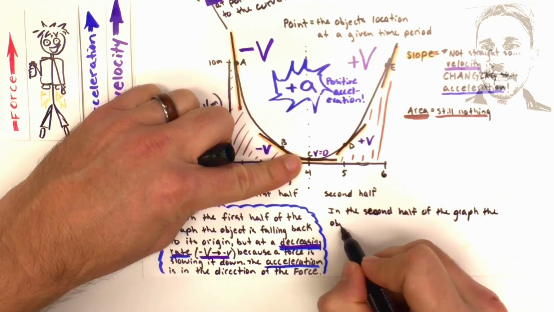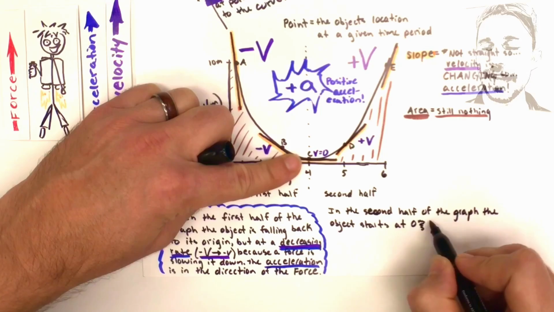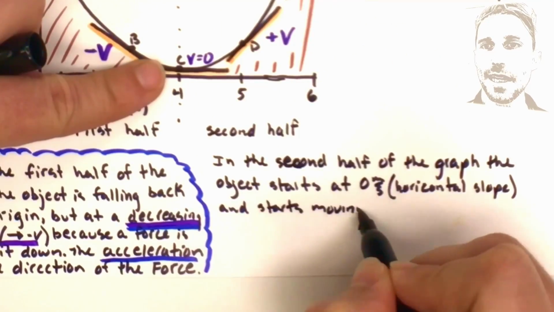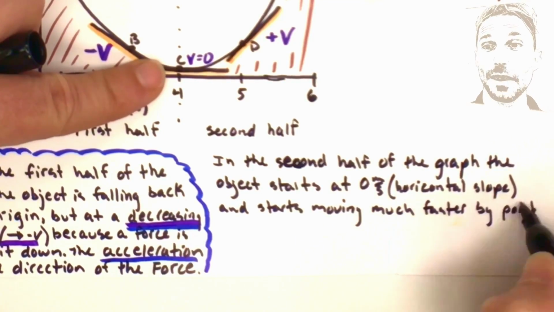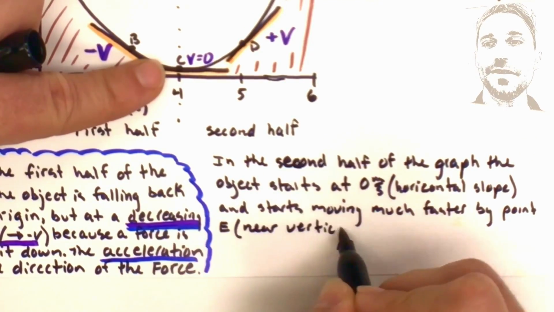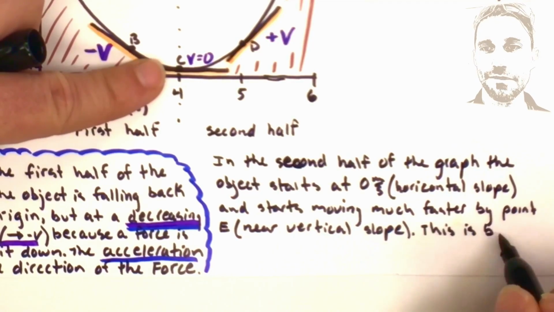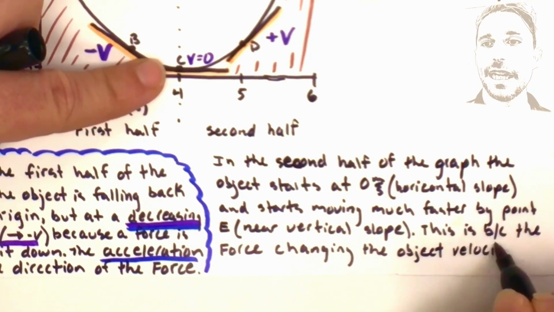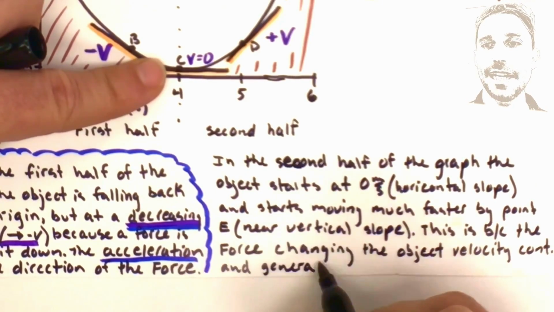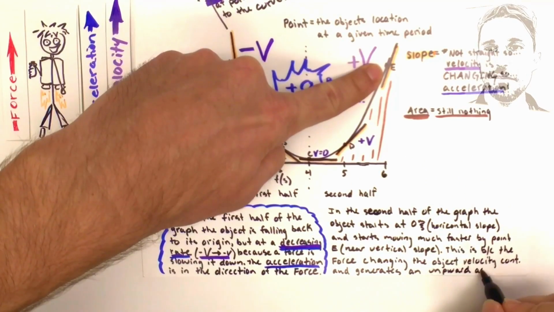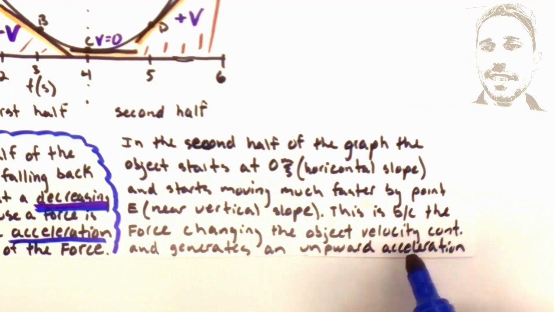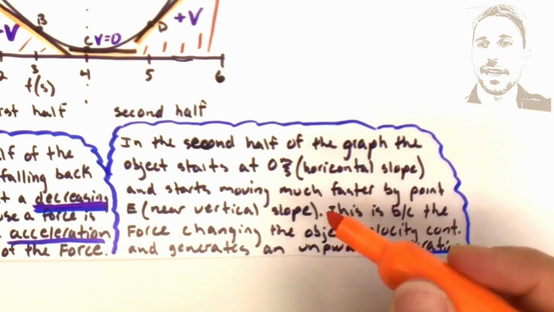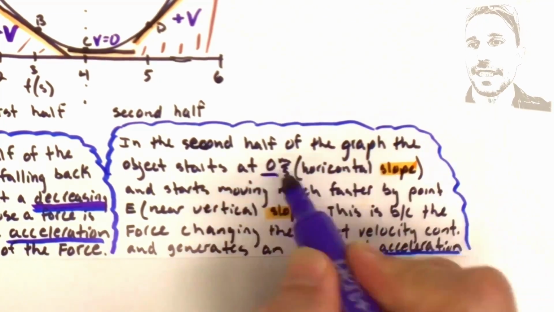Okay, and the second half of the graph, the object starts at 0 meters per second, and we're going to see its horizontal slope there, right? And eventually we're going to get to a really big velocity, and it starts moving much faster by point E. Its near vertical slope shows us it's moving very fast. This is because the force changing the object's velocity continuously generates an upward acceleration, right? We have a positive acceleration this entire time. This would be like a consistent positive acceleration throughout the course of this entire time period.